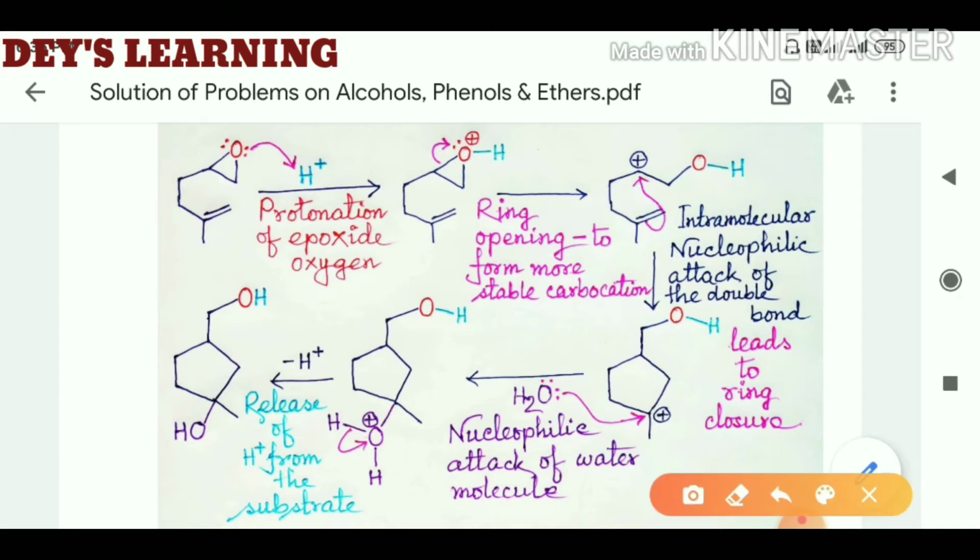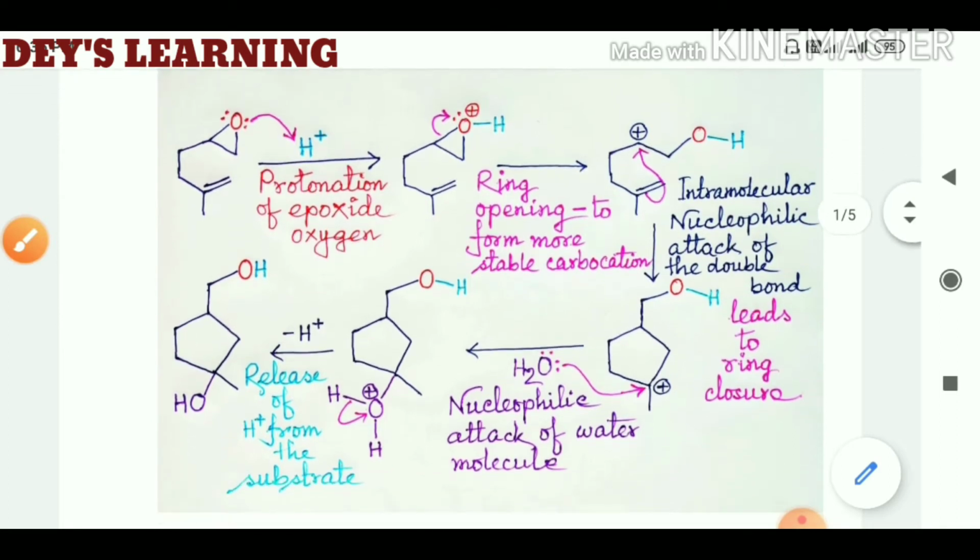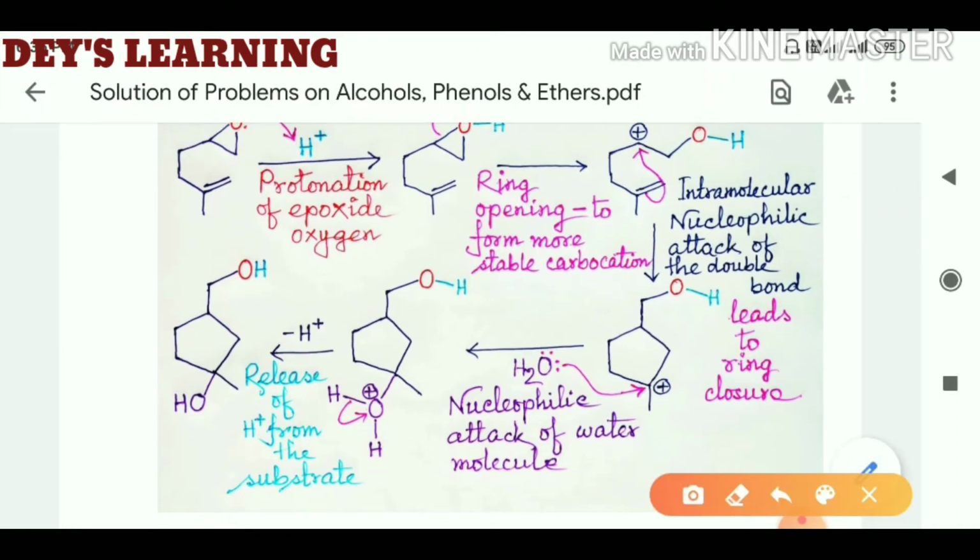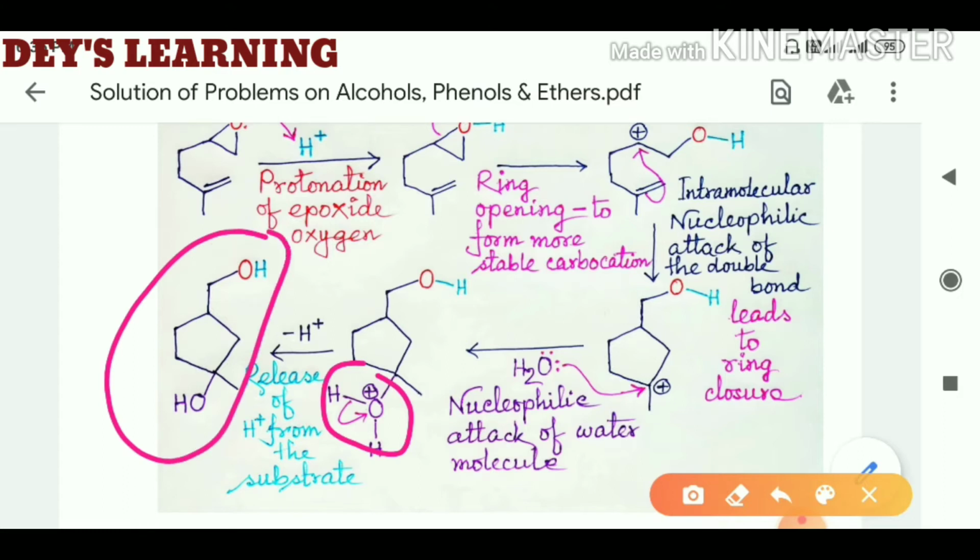Now nucleophilic attack of a water molecule can occur at this carbocation, and on attack of the water molecule at this carbocation, this protonated form of the water-containing compound will be formed, and subsequently the deprotonation of the positively charged oxygen from here, we will get our final product. This is our major product.